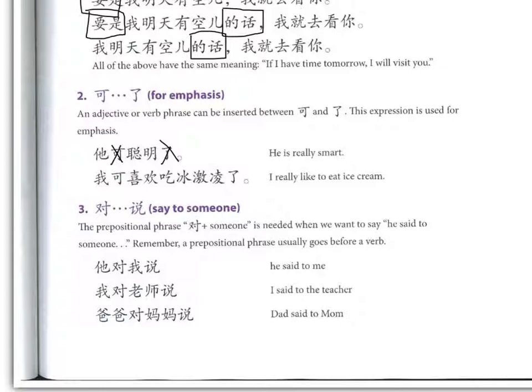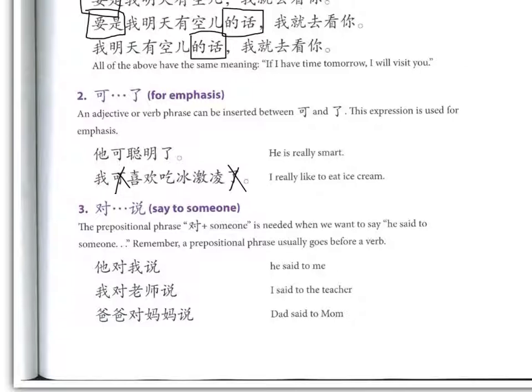Now we can take that away, and what we have is our adjective 聪明, and we put it in between the 可 and the 了, and we end up with 他可聪明了. He is really smart. 他可聪明了. He is very smart. Let's see this again.